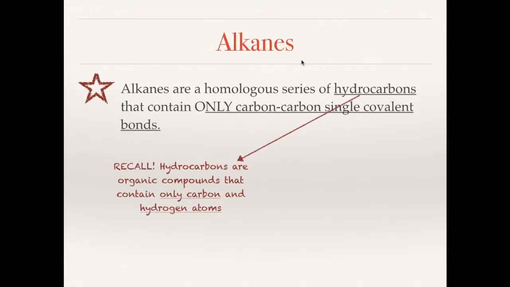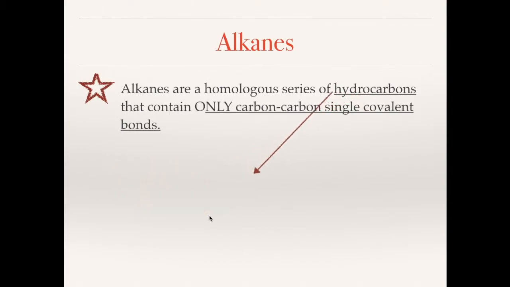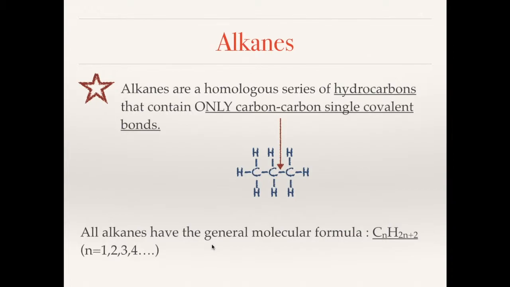So what are alkanes? Alkanes are a homologous series of hydrocarbons which contain only carbon-carbon single covalent bonds. Let's recall that hydrocarbons are organic compounds that contain only carbon and hydrogen atoms and nothing else. You can see in this structural formula, alkanes only contain single bonds. Each carbon is only single bonded to the next carbon, and so on. And all alkanes have the general formula CnH2n+2.